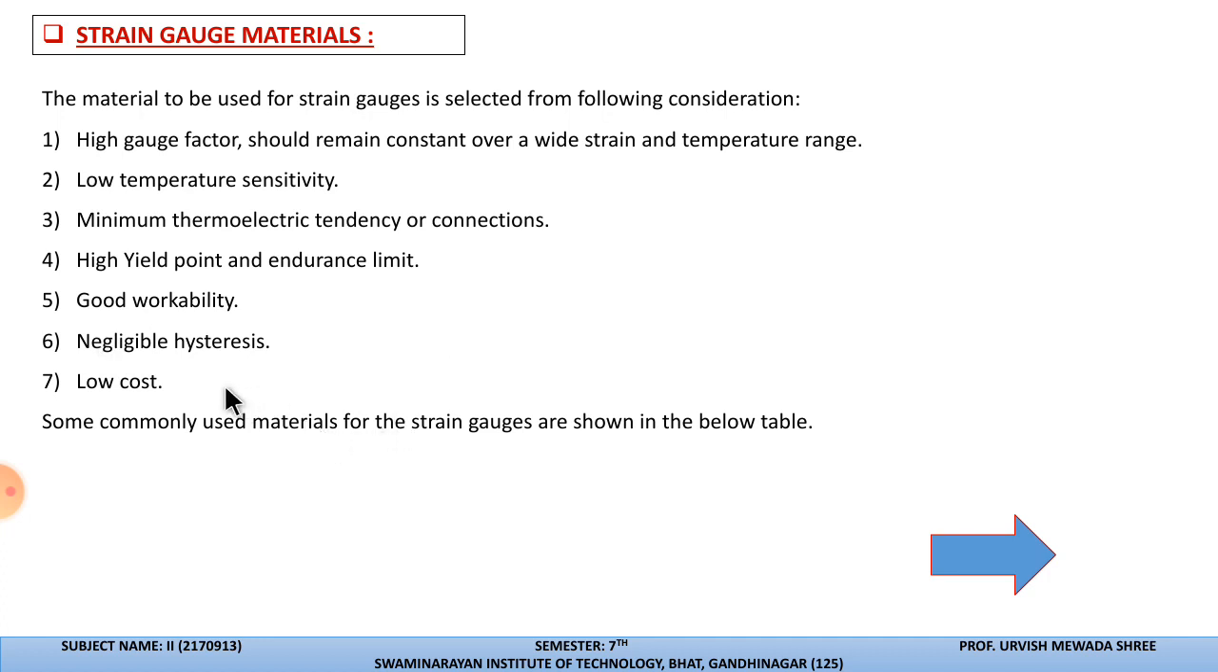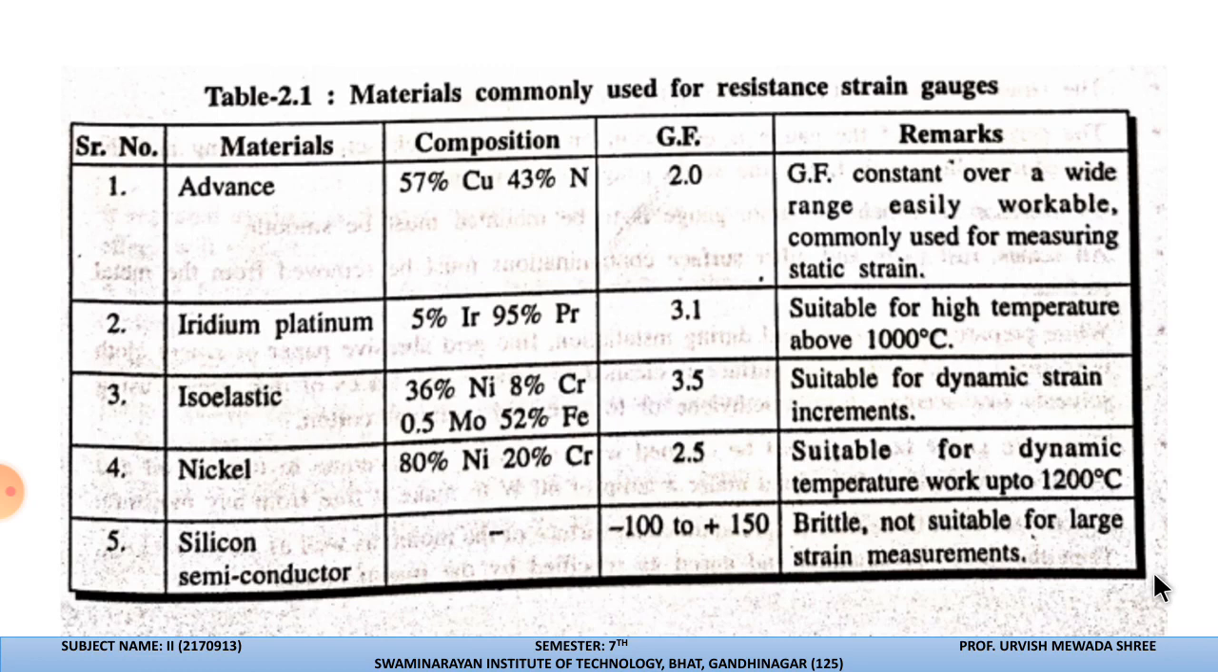it should have negligible hysteresis. If hysteresis is more, then it affects the linearity of the property of that material, the characteristic is linearity, it affects the linearity of this gauge material, the gauge, sorry. And it should have low cost, so we can use it for our different applications. And some commonly used materials for the strain gauges are shown in this table.